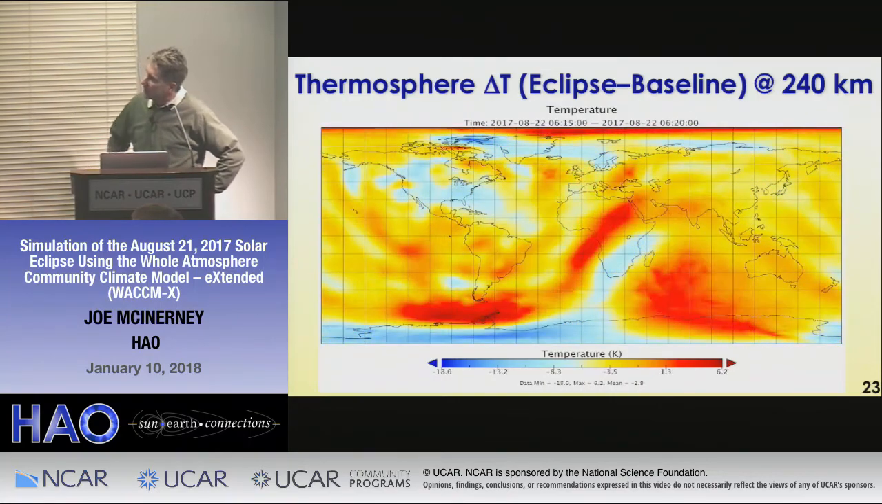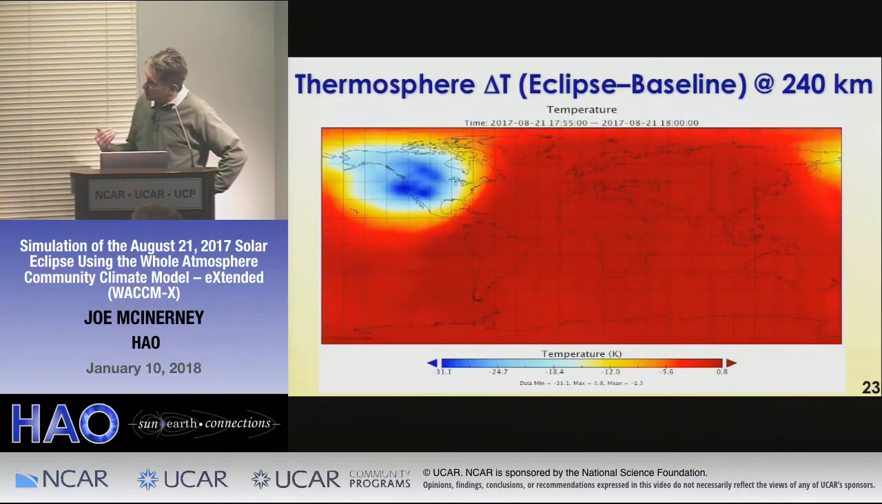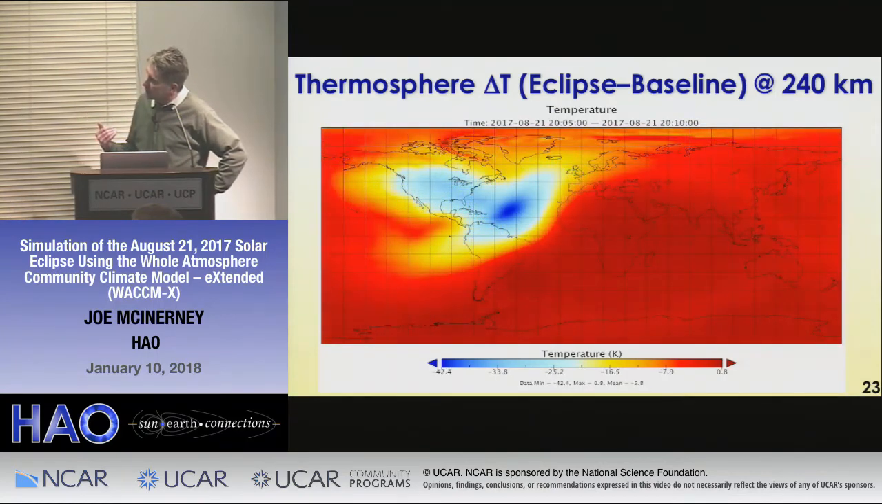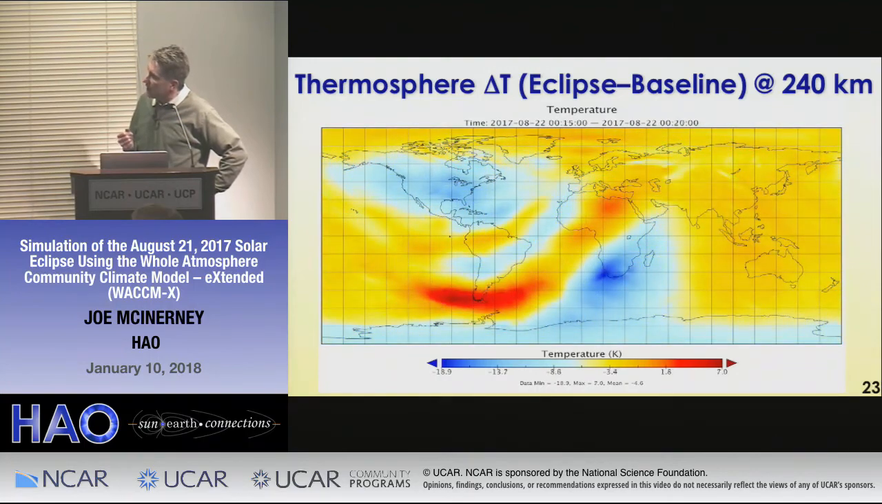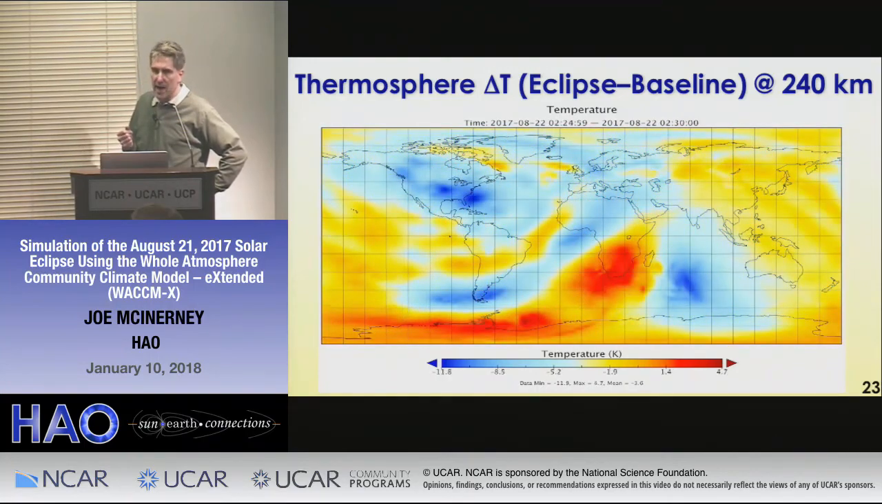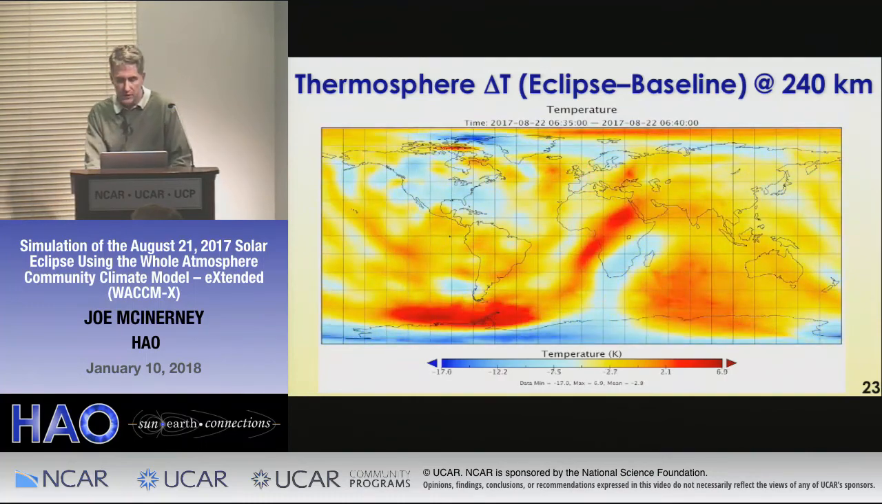The interesting thing here is when you see after the eclipse, there's this wave propagating away from the eclipse region. This is something that's been seen in other models. It's been seen in observations, and they call this the bow wave. And so that was good that we were able to pick that up in our simulations.